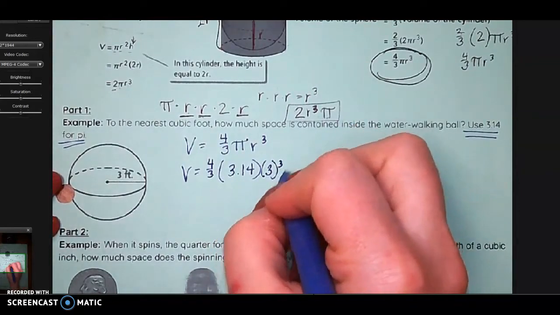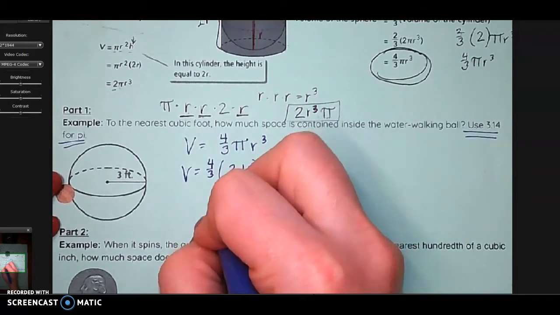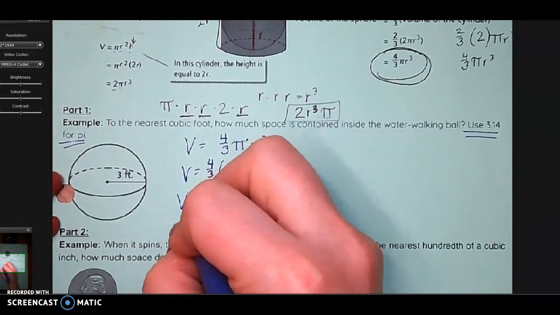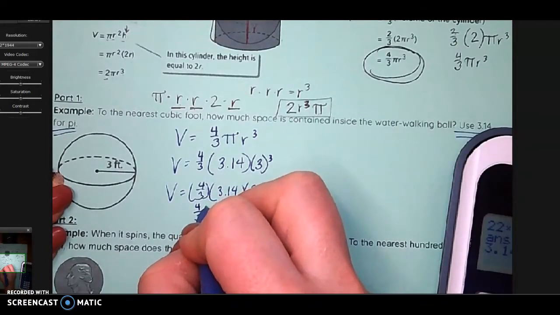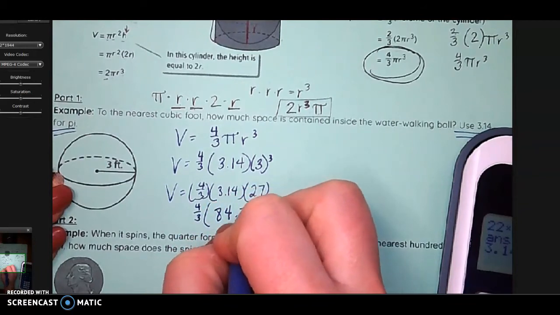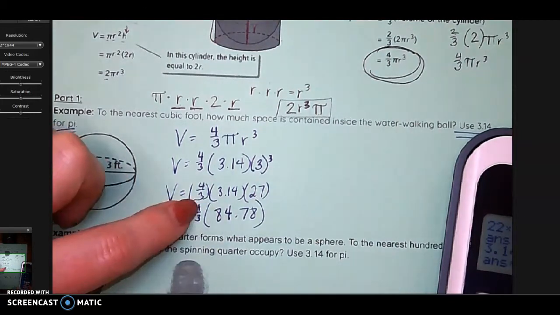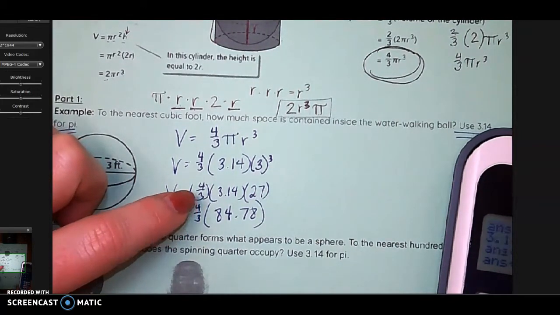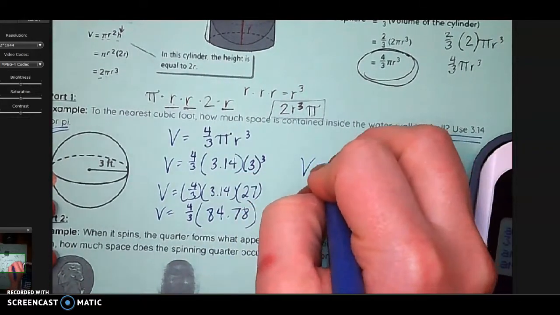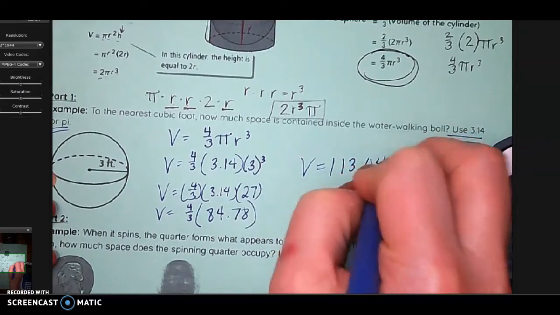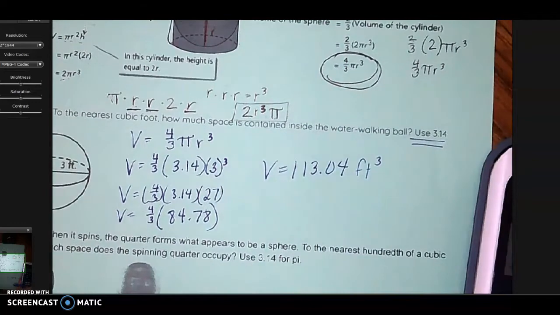3 times 3 times 3 is 27. Which is then 4/3 times 84.78. So this number times 4 divided by 3. And I'm going to get that my volume is 113 and 4/100ths, and that is going to be in feet cubed.